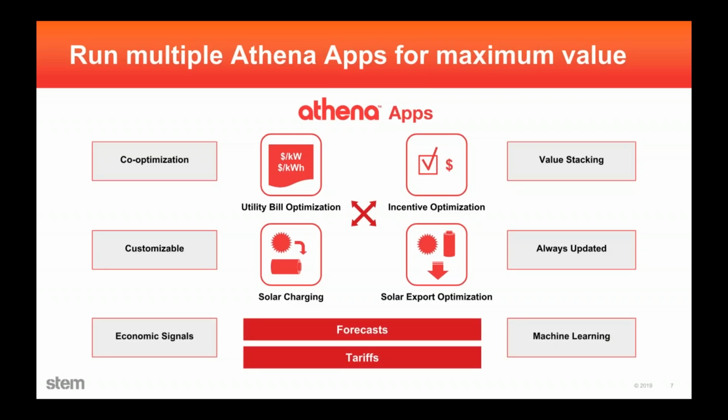And finally, you need to have really accurate forecasts and tariff databases in order to power these apps. So we use these forecasts of the customer's load, the solar output, the prices in the market in order to perform the perfect optimization. And we use machine learning to use that 8 million hours of operating data to continuously improve the ability to forecast accurately.